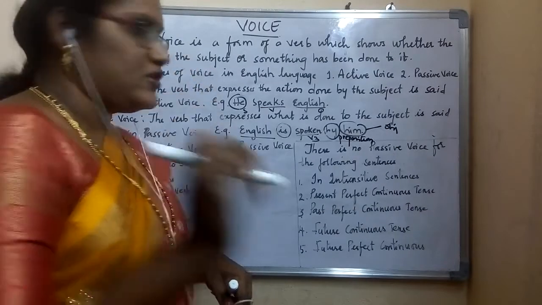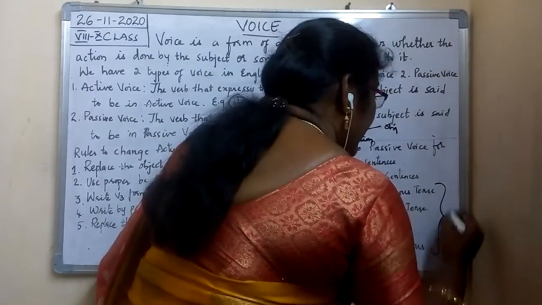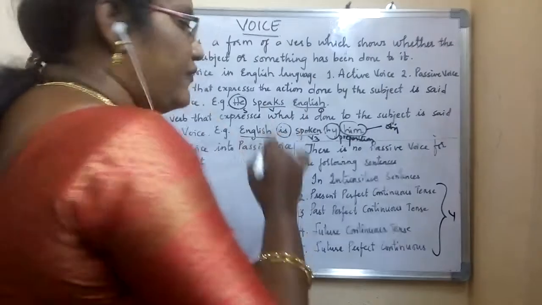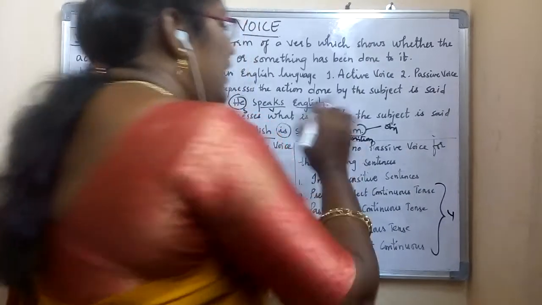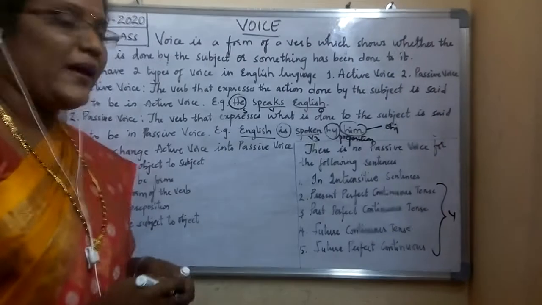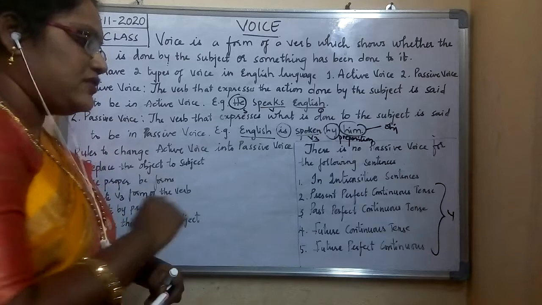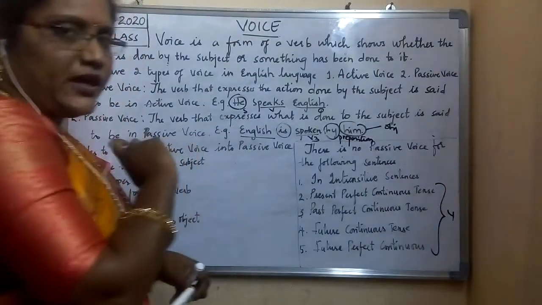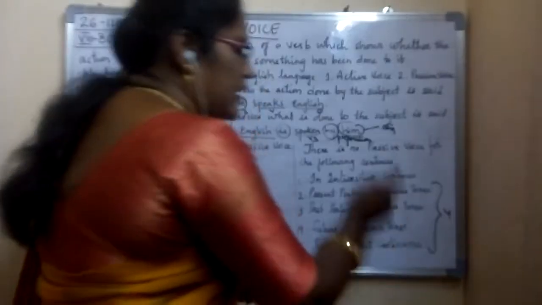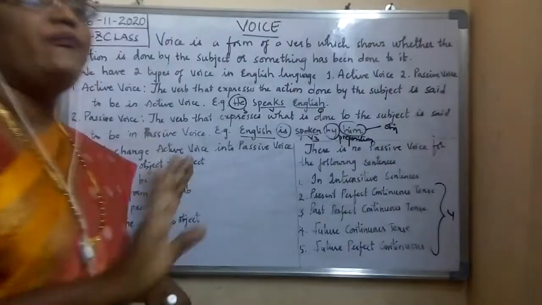Then next, in tenses, how many tenses do we have altogether? We have 12 tenses. In that, here we got 4 tenses. So how many are left? 8 are left. Now see, present perfect continuous tense we cannot change into passive form, and past perfect continuous tense we cannot change into passive form. Future continuous tense we cannot change, and future perfect continuous we cannot change. So these 4 we don't have passive forms.